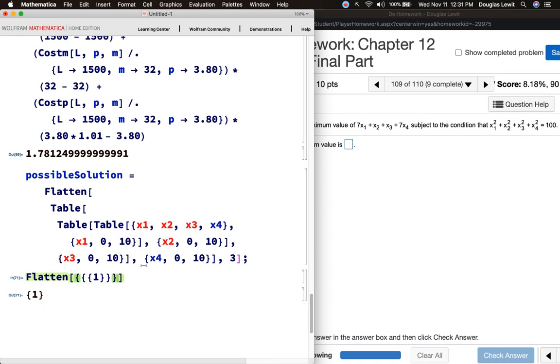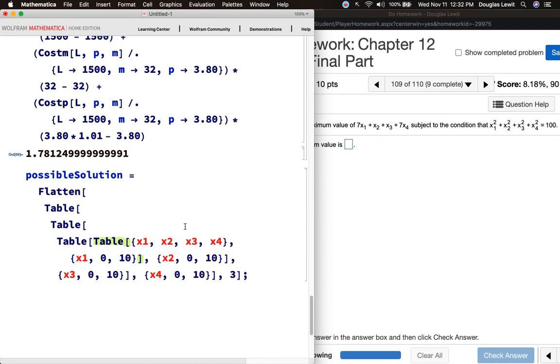But this is not, hold on one second. There we go. Yeah, but something is not quite working here. Hold on one second. Oh, I'm missing a table.